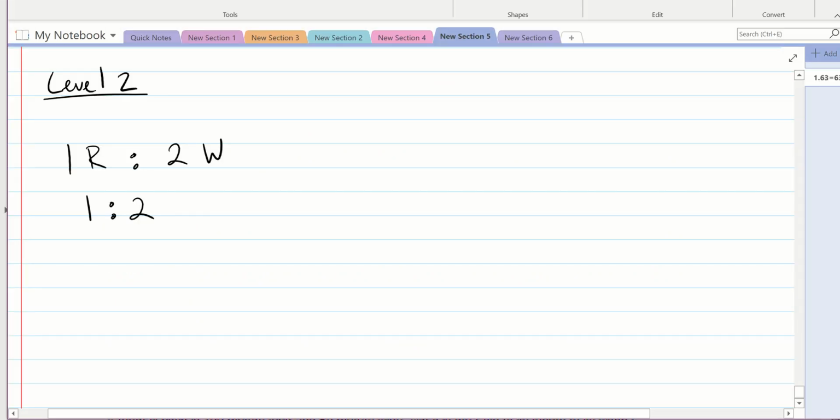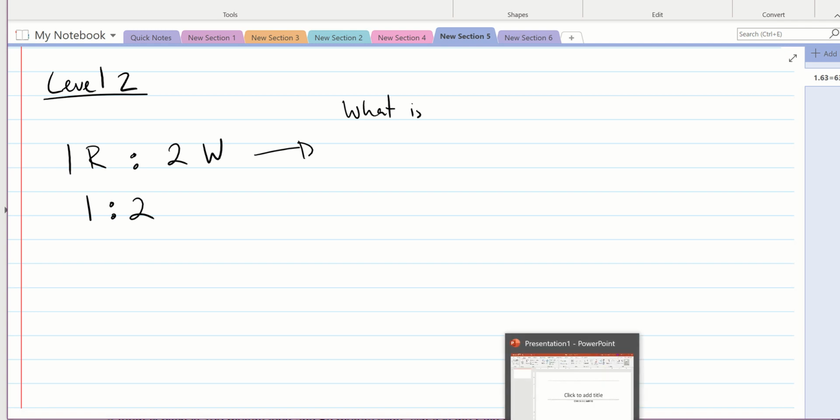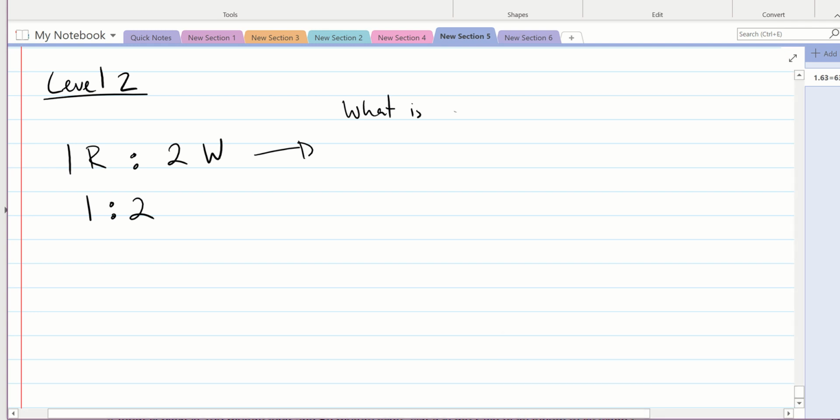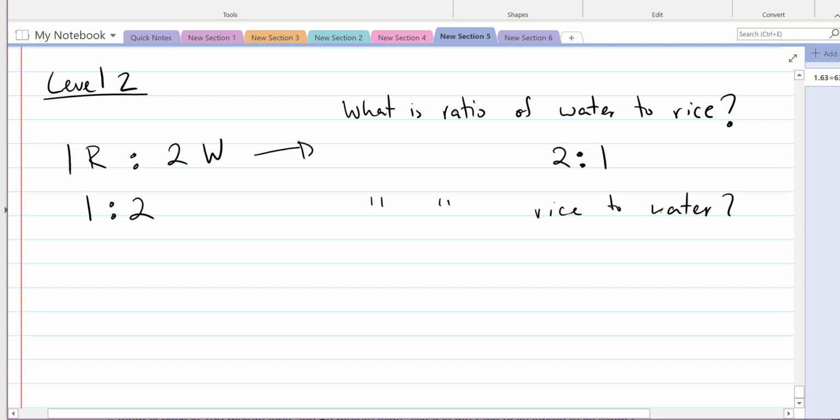1 to 2, right? 1 cup of water, 2 cups of rice. If they ask you the same thing, what is the ratio when cooking? Now, here's a big one: what if they ask you, what is the ratio of water to rice? That's different. The ratio of water to rice is 2 to 1. The ratio of rice to water is 1 to 2.